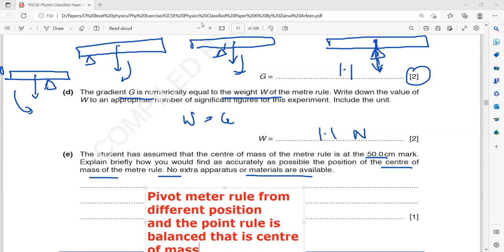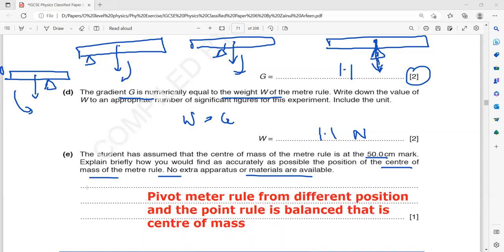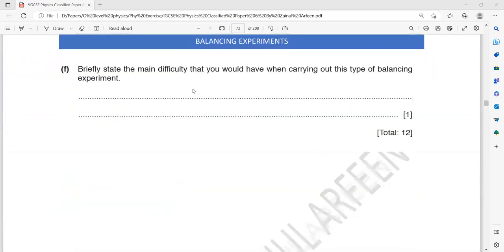For example, if you have a ruler or the scale which you are using, and you want to find the center of mass of your ruler, you use your fingertip as a pivot and place your ruler on your fingertip. You move the rule on your finger, and the position where it balances is the position of the center of mass. Is it clear how to work out the center of mass of an object?